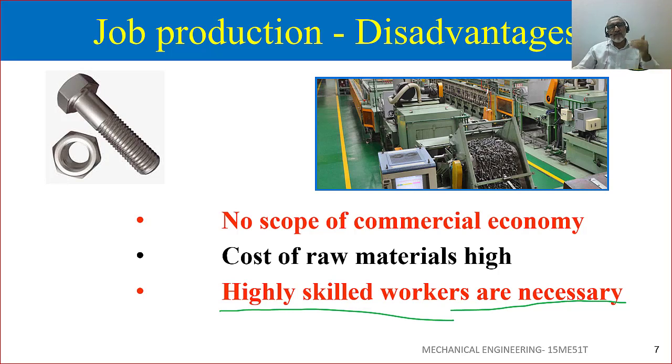When we have to go for different types of products, each product will require different types of machines, tools, and skills. So we need very highly skilled workers for job order production.